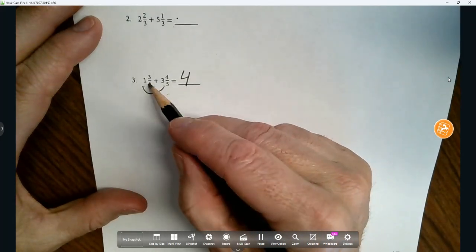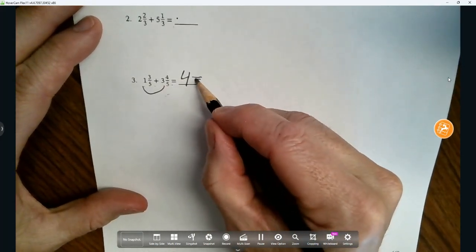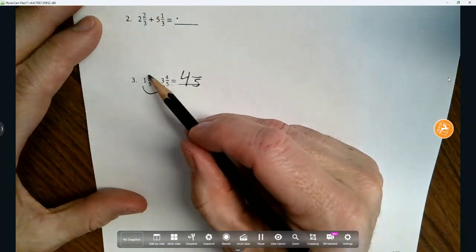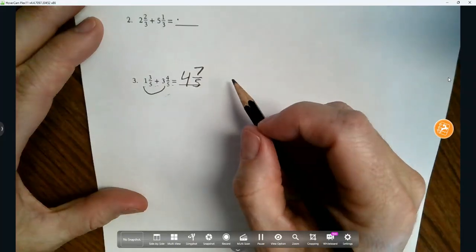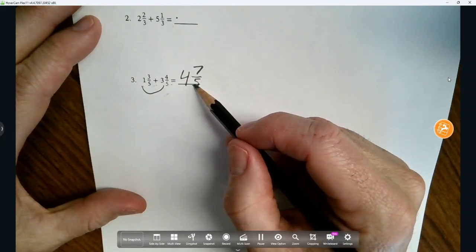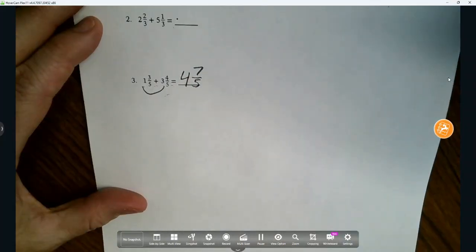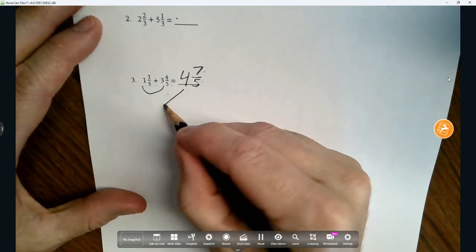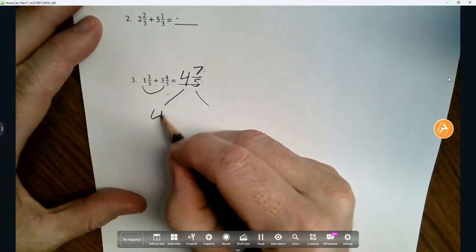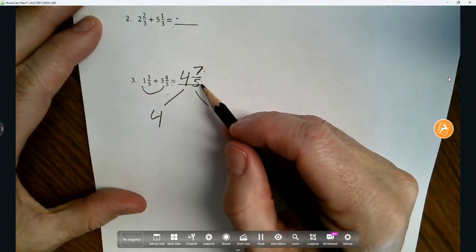And now we're over fifths. So they're both fifths. So now we have 3 plus 4. What is 3 plus 4? 3 plus 4 is 7. But now we have a mixed number that's also an improper fraction. So we can't leave it this way because there's more on the top than there is on the bottom. So I like to split it like this. I want 4 over here, and I need to break 7/5 down.